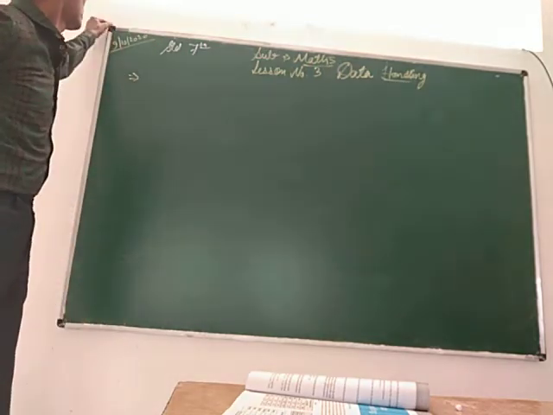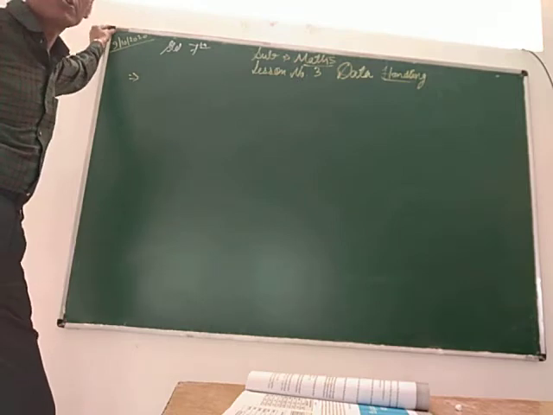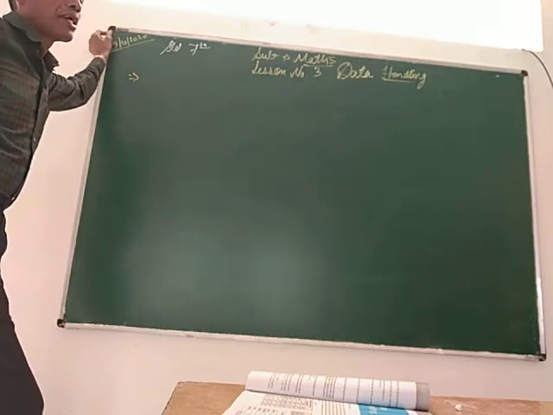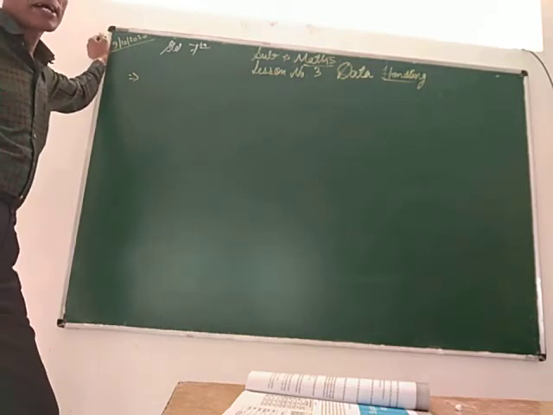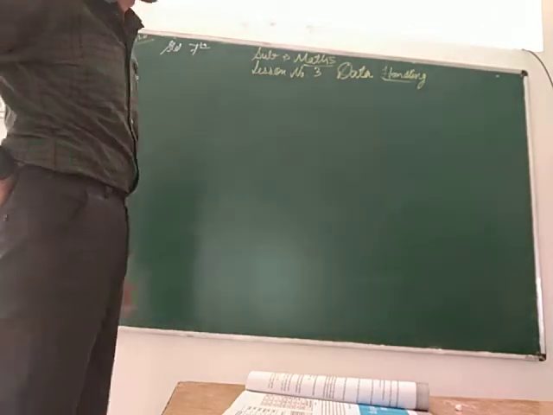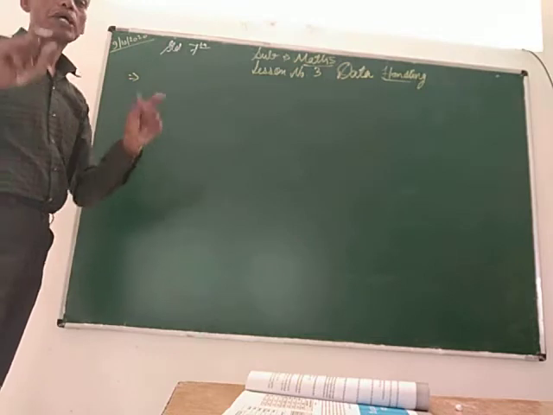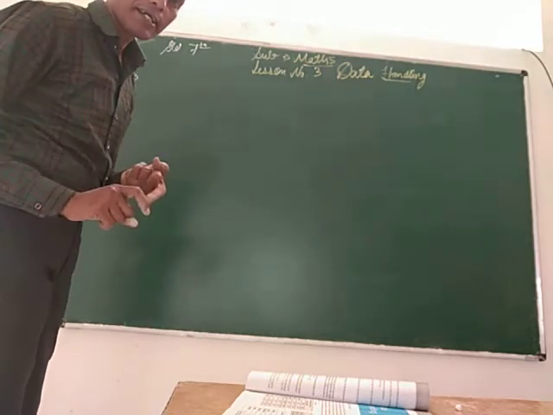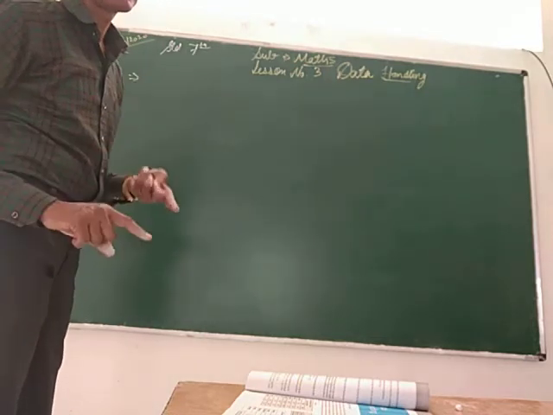Example, if I ask you, how many students are there in your class? You will say, there are 25 students in my class, there are 42 students in my class. This is a kind of data. There are two types of data. One is primary data and another is secondary data.